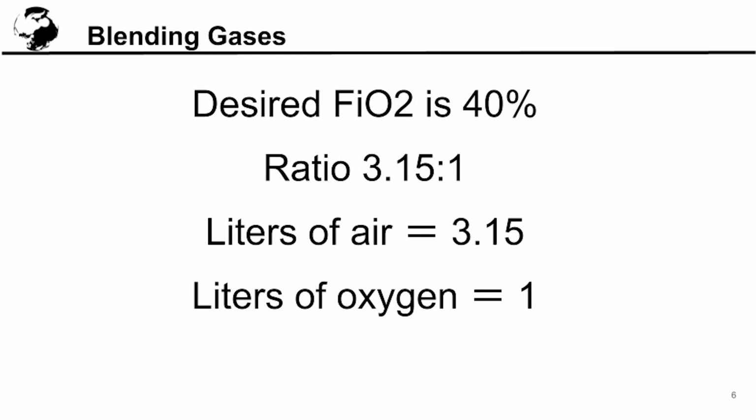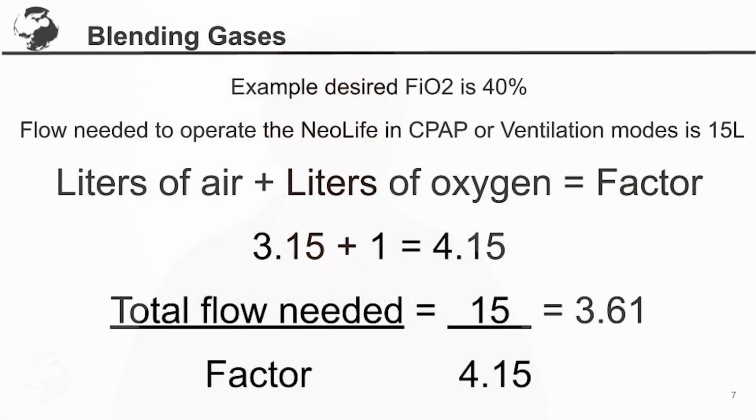This means that to get an oxygen blend of 40%, there must be 3.15 liters of air for every 1 liter of oxygen. Just a reminder, the NeoLife ventilator in CPAP or ventilation modes runs best when used with 15 liters of flow. If you take the 3.15 and add it to the oxygen liter flow of 1, you get a factor of 4.15. Take the total flow desired, or 15 liters per minute in this case, and divide it by 4.15. The result is 3.61.